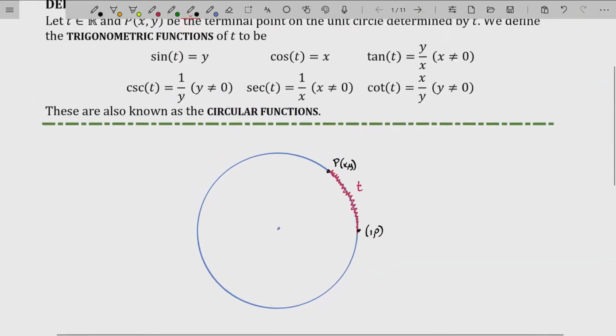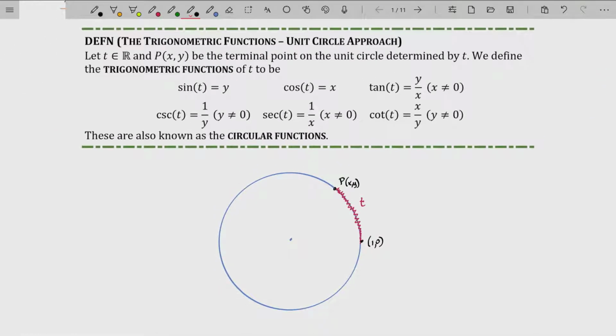The trigonometric functions are defined by the following. Sine of t is defined to be the y value. Cosine of t is defined to be the x value. Tangent of t is defined to be the ratio of the y to the x value, where x is non-zero, and so on and so forth. These are called the circular functions because they're based on the unit circle. So all of that should be strongly familiar to you.